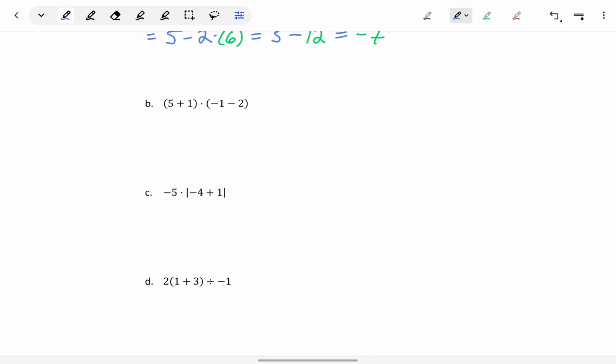In part B, we have 5 plus 1 times negative 1 minus 2. Order of operations tells us to take care of everything inside of parentheses first. So our first step will be to evaluate 5 plus 1, which is 6. And then we'll evaluate what's in the other set of parentheses, negative 1 minus 2, which will give us negative 3.